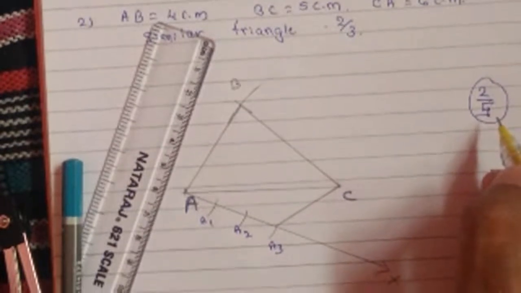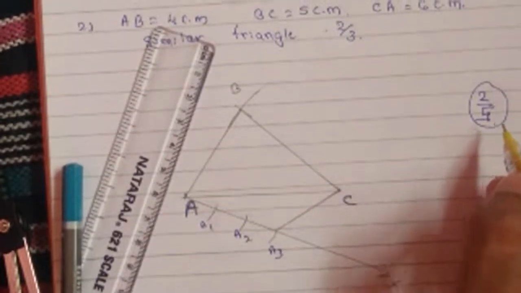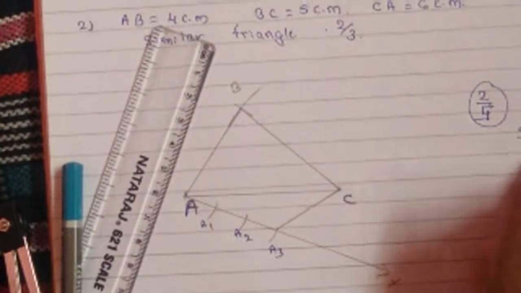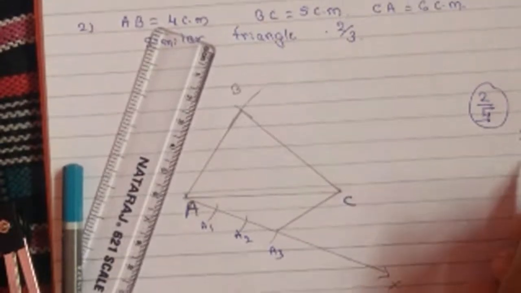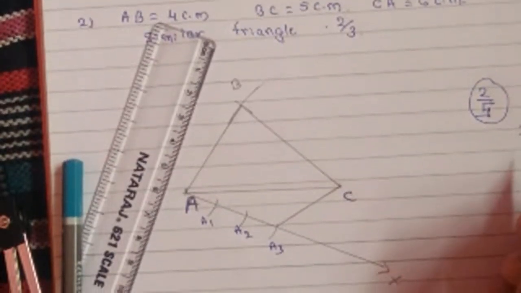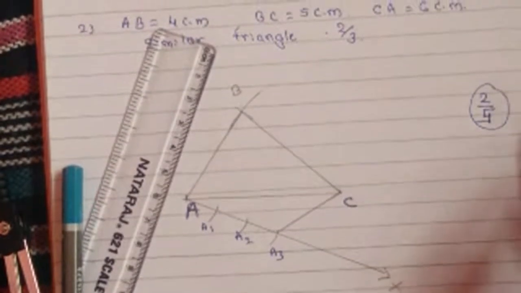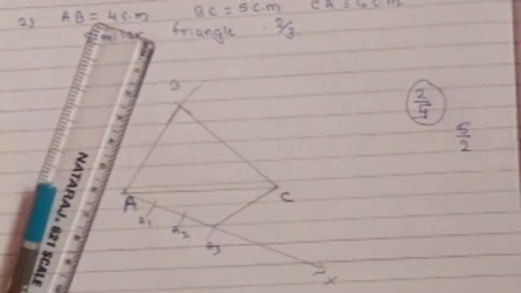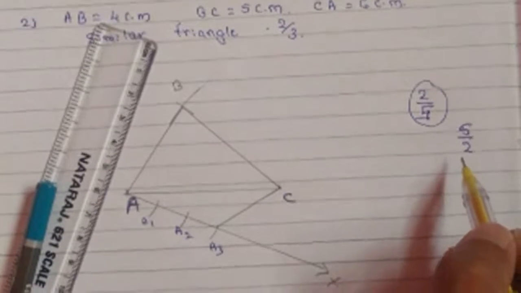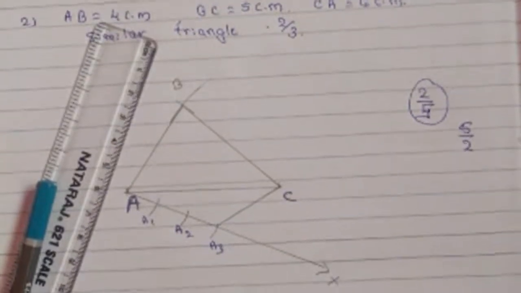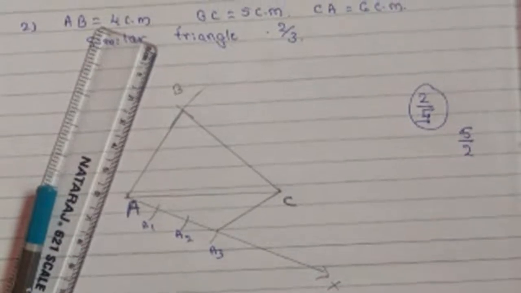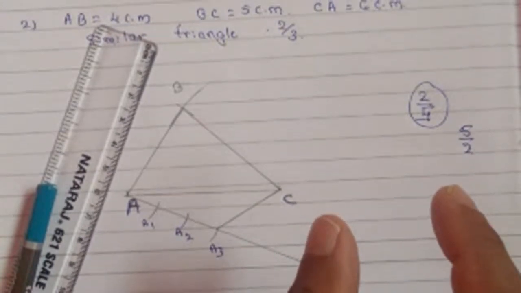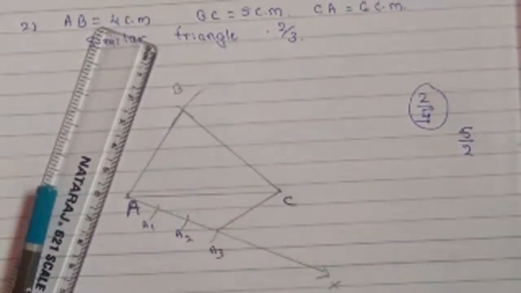Okay, we have to mark 5 points. Then for example, if the ratio is 5 by 2, in this case how many points do we have to mark in the inclined line? Either 5 or 2, which one? In this case also we have to mark 5 points, because we have to consider the maximum value, and that one we have to mark.